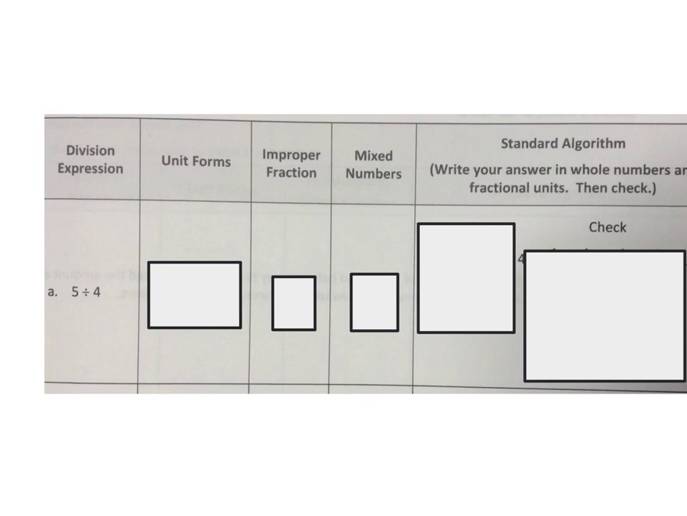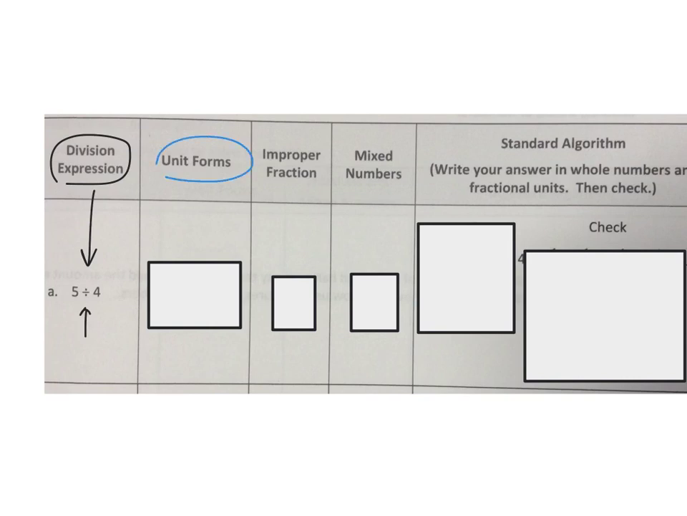We can see here that we have a chart, okay? And in the column going sideways, it's going to be the same value. We can write the same thing in many different ways. We can write it using a division expression, which is right here. 5 divided by 4. We know it's a division expression because, boom, there's the division sign. Okay. We also know how to write it using unit form now.